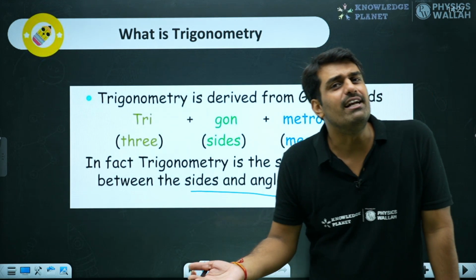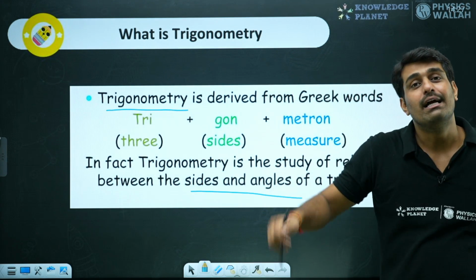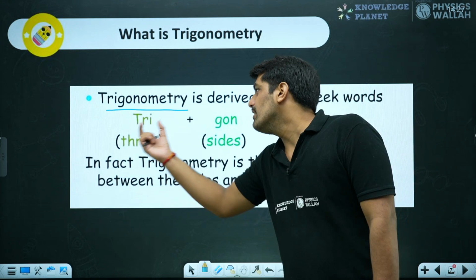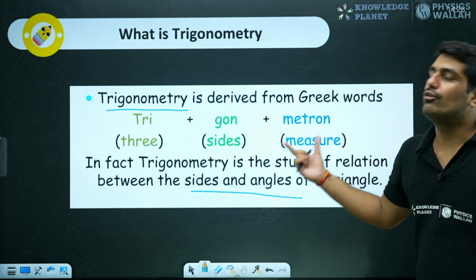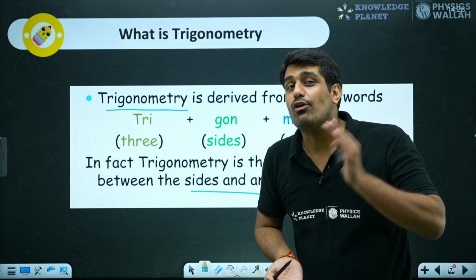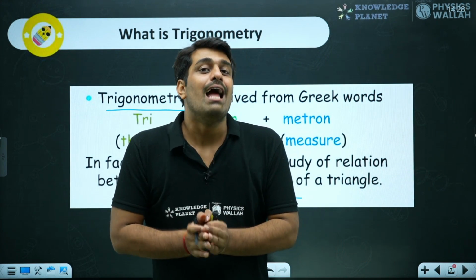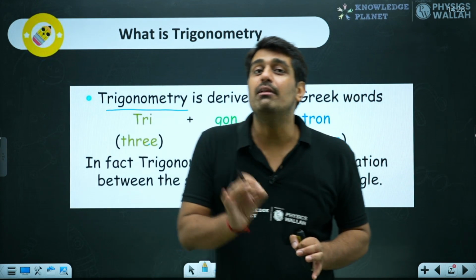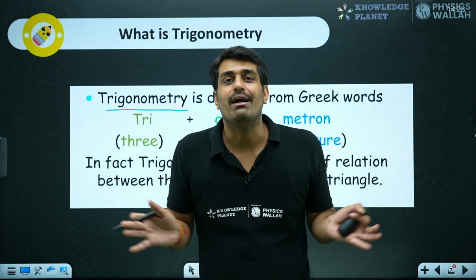Any other way we can define it? You can break down the term trigonometry. Trigonometry comes from the words tri, gon, metron. Tri means three, gon means sides, and metron means measurement. Trigon. Basically, we are talking about a triangle and we are talking about the measurement of a triangle. So we are dealing with a triangle, and specifically at the moment, I will be interested in the right angle triangle. So this exactly is what trigonometry is all about.